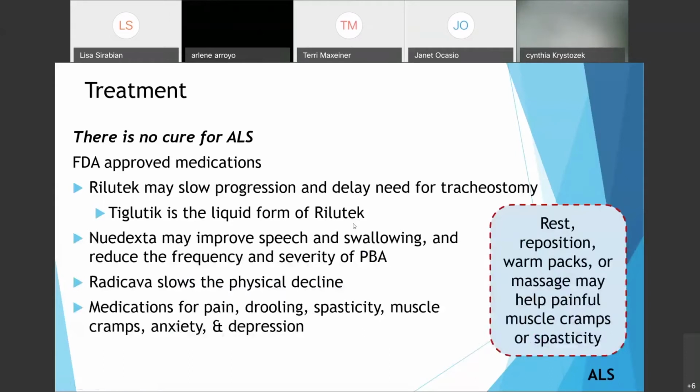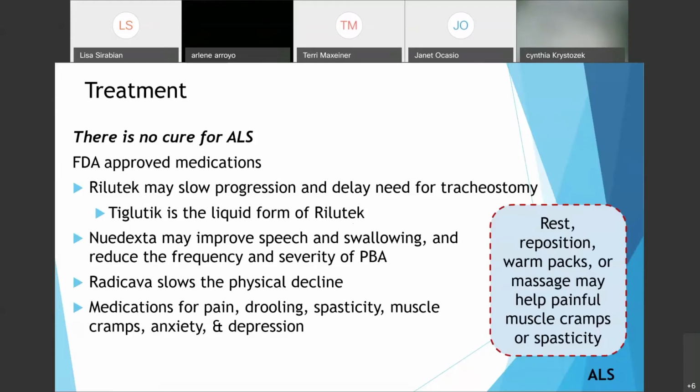So there is no cure for ALS. There are a few medications on the market, but truly it's buying a little bit of time typically. Of course, we will try them. The person may respond very well. They may slow the progression, may delay the need for the tracheostomy, may improve the speech and swallowing. They are FDA approved, they are on the market, they should be given their due diligence. But truly, it's not like with MS, where we've got something that can really modify the disease.